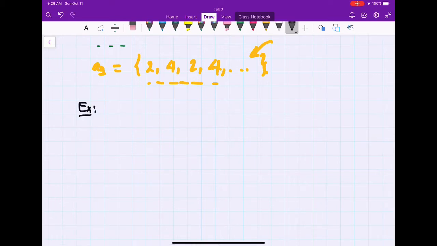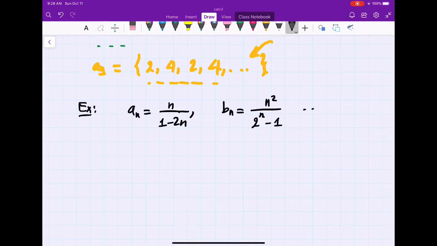All right, let's consider another example before we move to the definition of sequence. So let's say I have an equal to n over (1 minus 2n), bn equal to n squared over 2^n minus 1, and so on. We have a lot of examples of sequences.